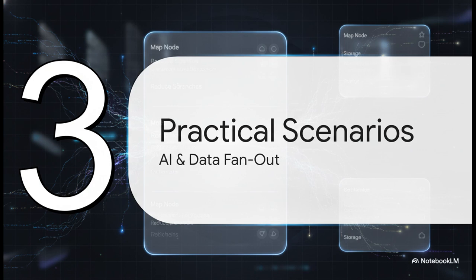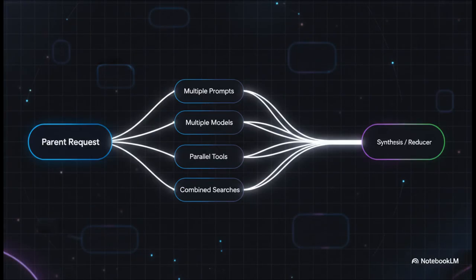Section 3. Practical scenarios for AI and data science fanout. This is exactly how modern LLM engineering works in the real world. I mean, you rarely just ask one question and blindly trust the very first answer, right? You rely on fan-out. You might try multiple prompts against one model to see what sticks, or test multiple models against a single prompt. You could run several distinct tools in parallel, or simultaneously fire off a semantic vector search and a live web search. Then your synthesis action acts as the reducer, choosing the absolute best evidence from all those branches to formulate the final answer.